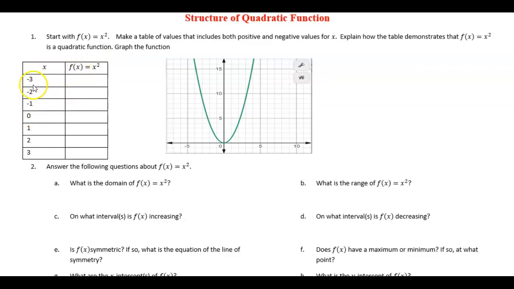Okay, so if x is equal to negative 3, then we're going to have negative 3 squared. So negative 3 squared means negative 3 times negative 3, and negative 3 times negative 3 is positive 9. If x is negative 2, negative 2 squared means negative 2 times negative 2, and that will be positive 4.